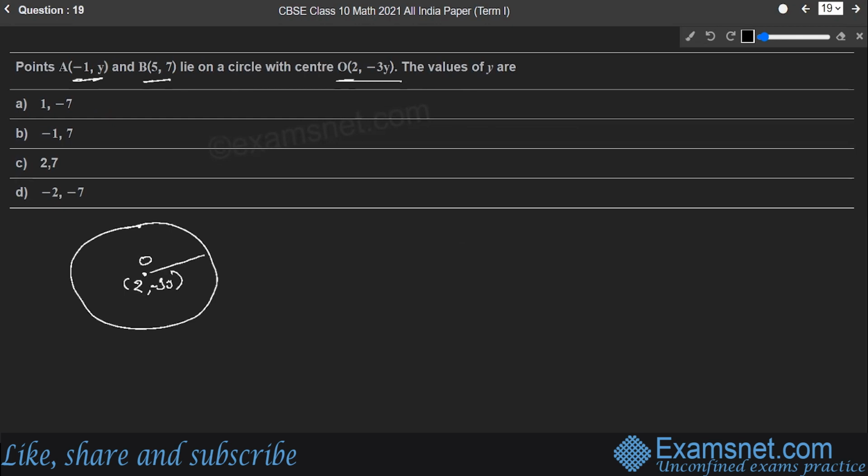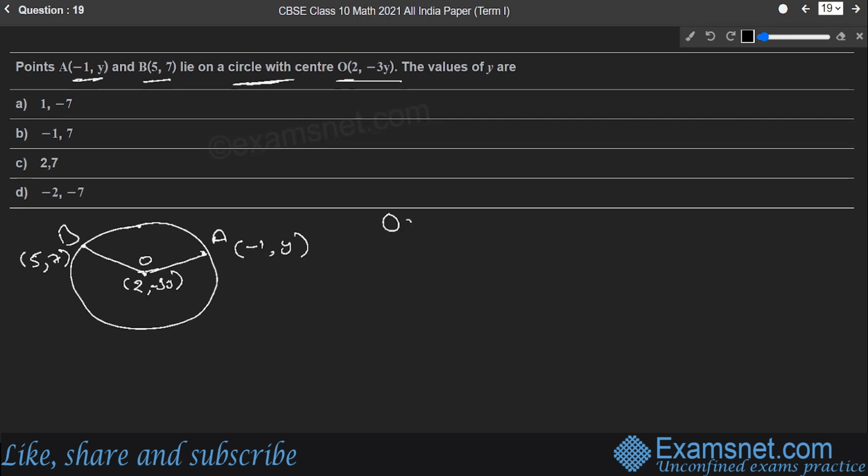Let us have a point A. The coordinate of point A is given by (-1, y), and there is one more point B on the other side of the circle, or we can draw it on the same side as well. That doesn't create any issue, and the value is given by (5, 7). So these two points are lying on the circle.